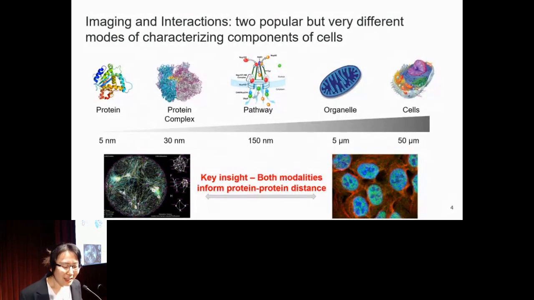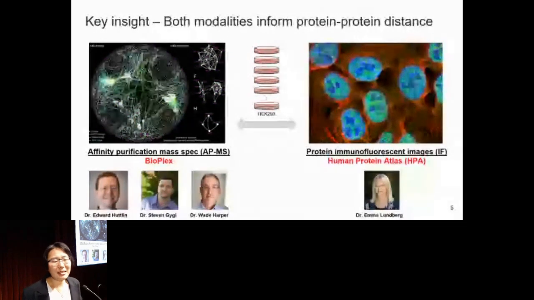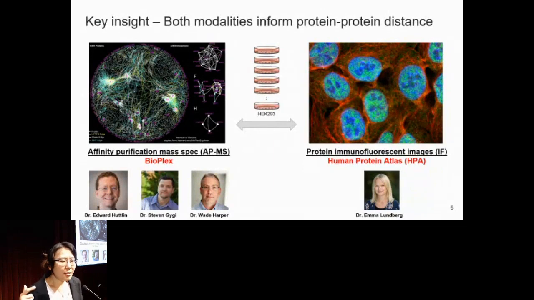To pilot our method and to study it, we collaborated with the BioPlex team and the Human Protein Atlas group, as each is the largest database within its data modality respectively, namely affinity purification mass spectrometry and protein immunofluorescence imaging. One nice thing about these two large-scale efforts is that despite studying different cellular contexts and cellular backgrounds, there is one shared cellular context between them, which is HEK293, a human embryonic kidney cell, and it's exactly the cell type that we developed our approach in.